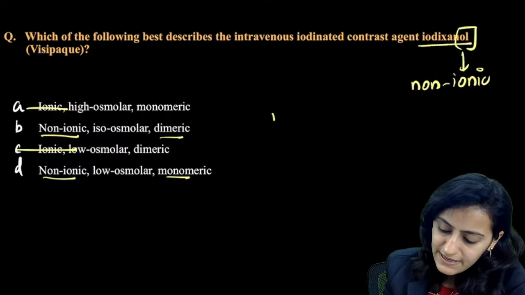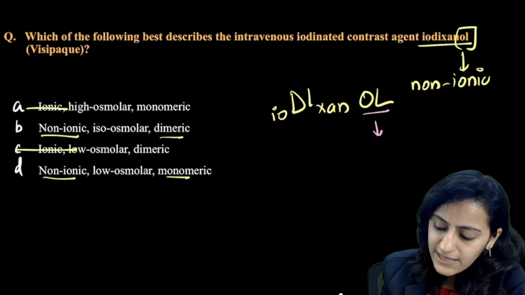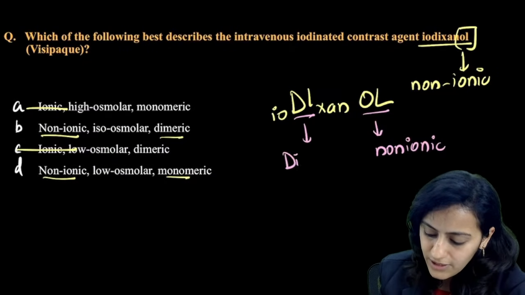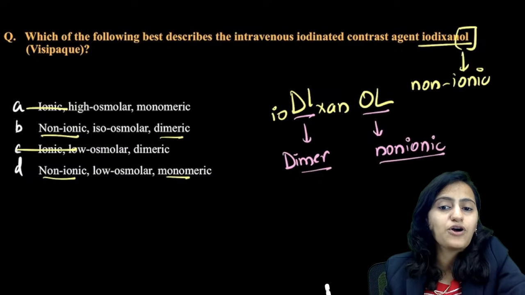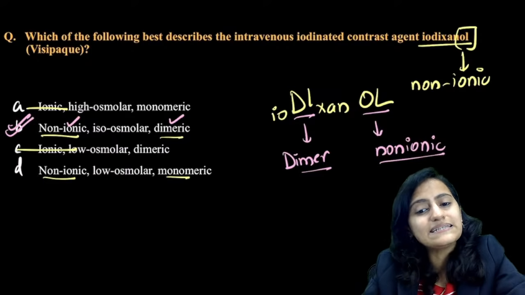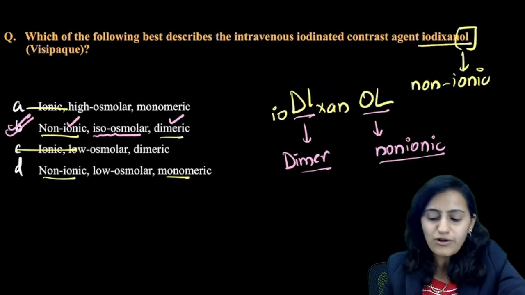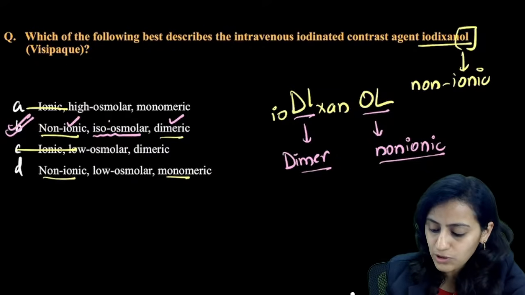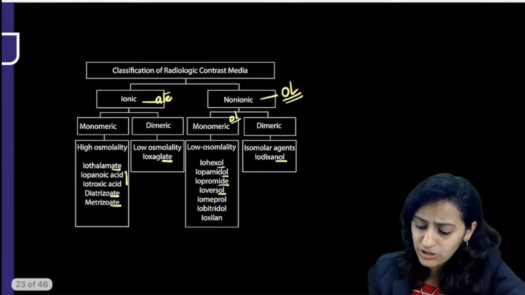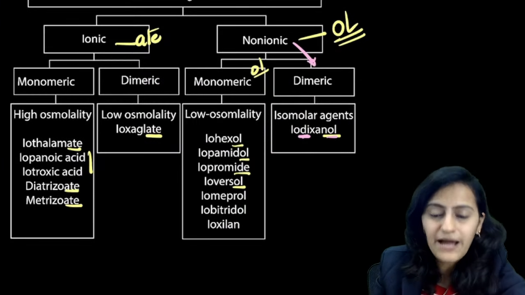So, remember that when I write iodixanol, the OL tells me that it is non-ionic, and the DI in iodixanol helps me to remember that it's a non-ionic dimer. So this is a non-ionic dimer. So the correct answer is B. Even if I don't know whether it's iso-osmolar or low-osmolar, now from the option I know that it's an iso-osmolar contrast, right? So this is the iodixanol, which you can see here. It's a dimer and it's a non-ionic dimer.